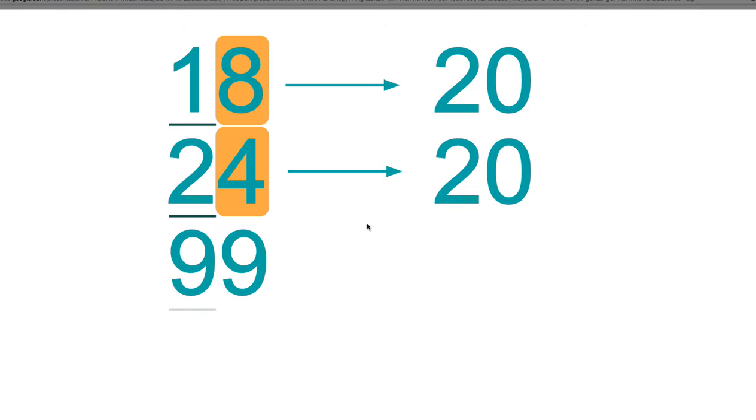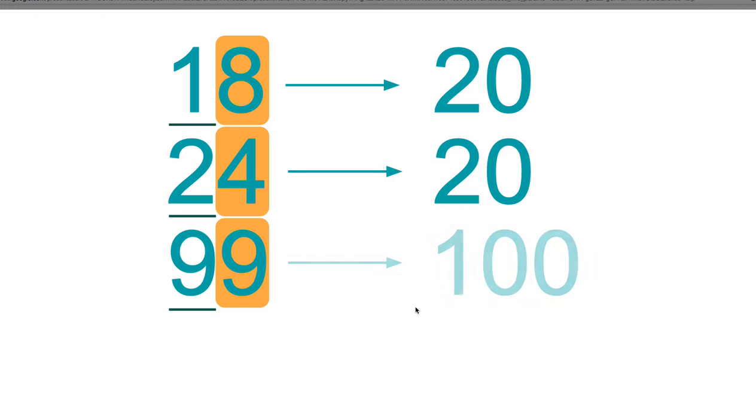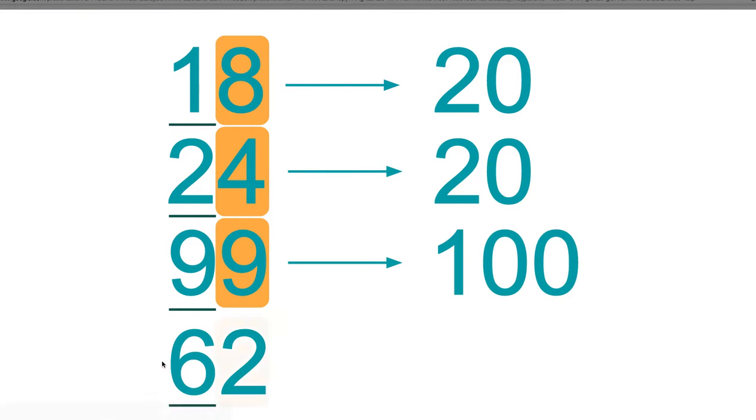All right. Now we have 99, all right? 9 is greater than 5. It's going to round up. But this 9 is also going to round up, and so it's going to round up to 100. And then we have the number 62. The 2 is less than 5, and so we will be rounding down to 60.